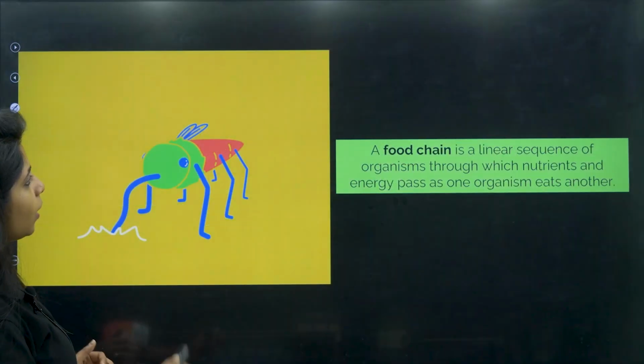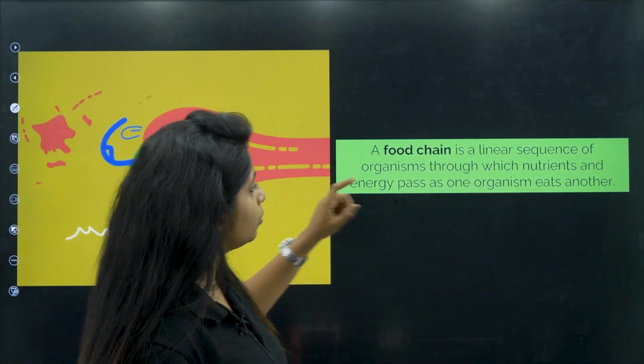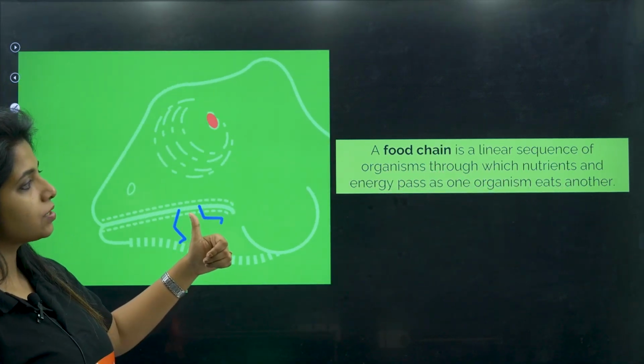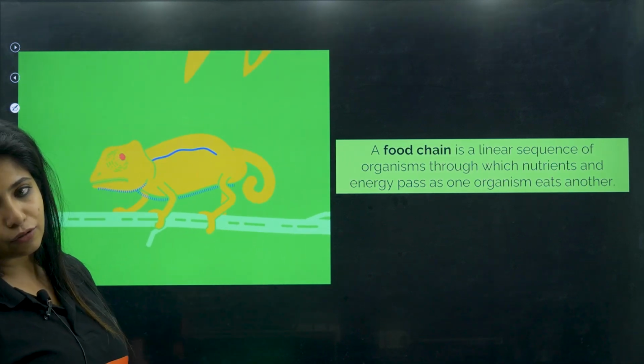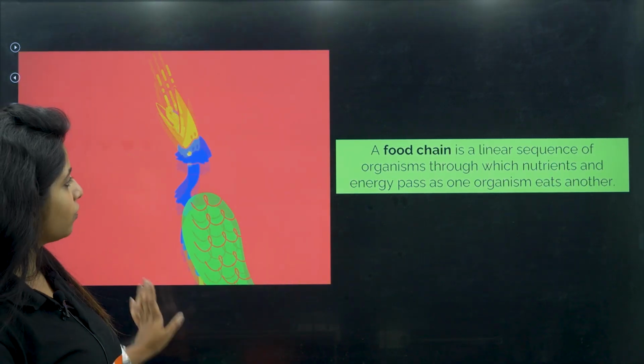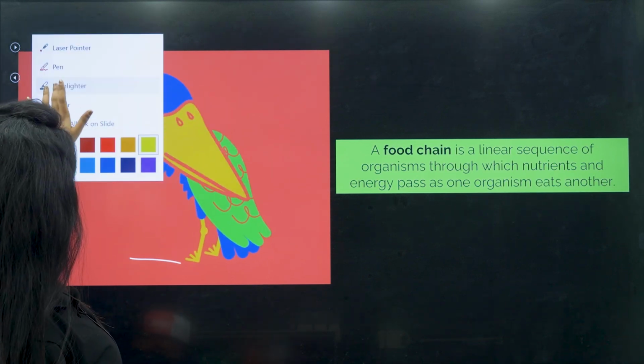Now, a food chain is a linear sequence of organisms through which nutrients and energy pass from one organism to another when one organism eats the other. So over here you see the food chain. I will show you once more. This is a very cool GIF that I found. Do give credits to the people who made it.